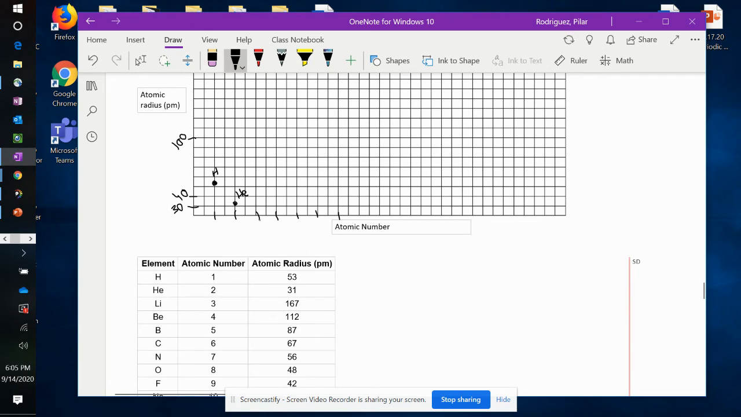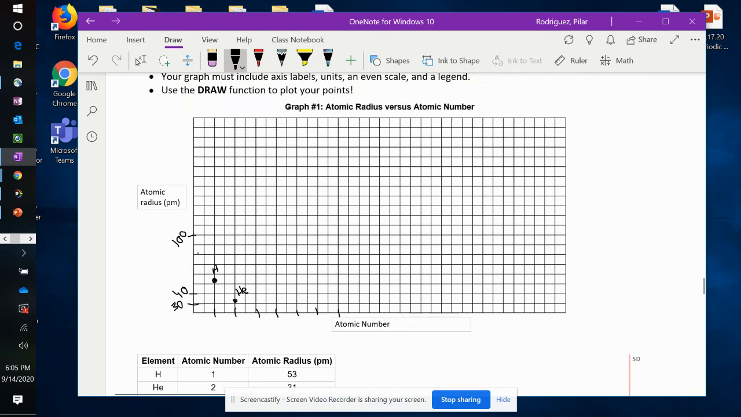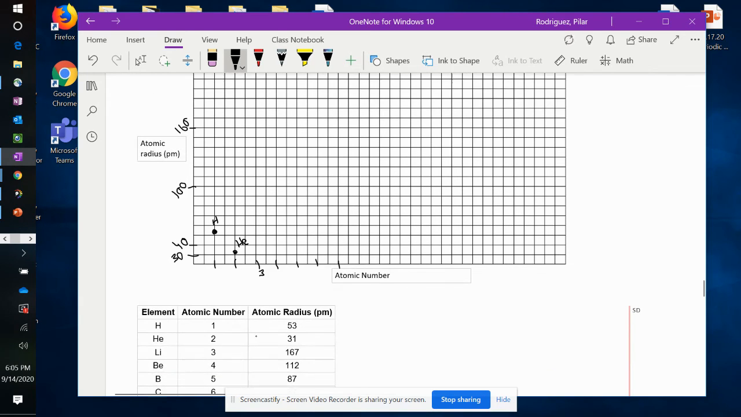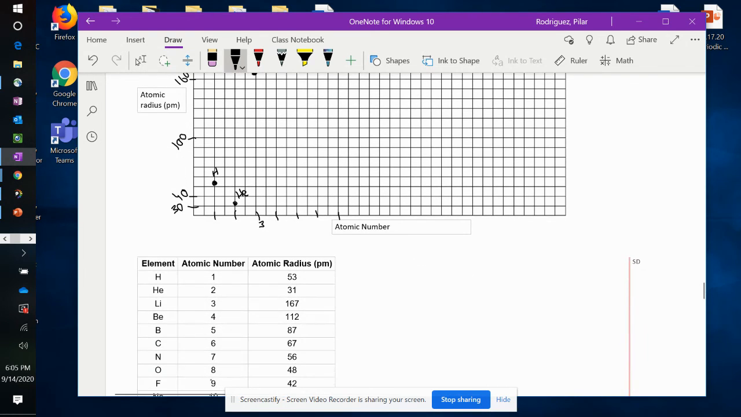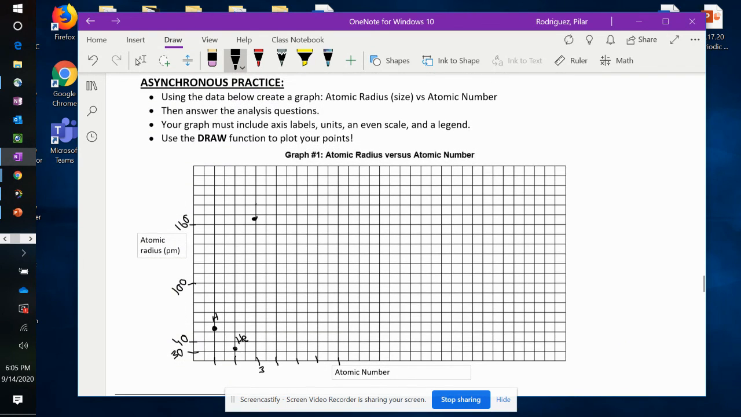Let's go to my third one, lithium, atomic number 3. So my third one right here. And this is atomic radius 167. So 10, 20, 30, 40, 50, 60, right here. This is like 160. So my third atomic radius is 167. So I'm going to go third, go all the way up to about right here is where 167 is, and that is lithium.